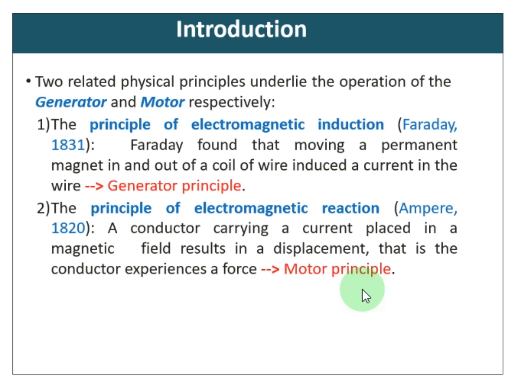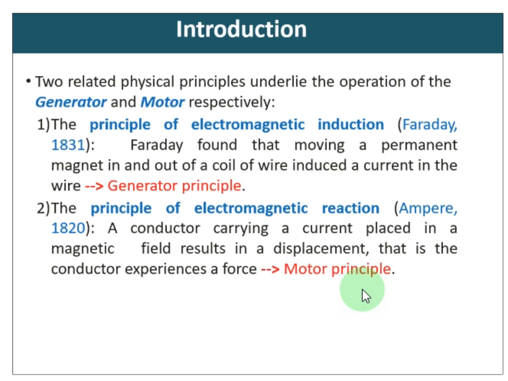The second principle is called the principle of electromagnetic reaction. It was introduced by Ampere in 1820, which says a conductor carrying a current placed in a magnetic field results in a displacement, that is, the conductor experiences a force, and this principle is used in electrical motors. I hope you remember these things from when we discussed electromagnetism.